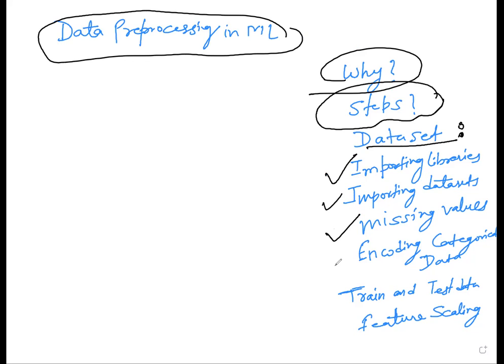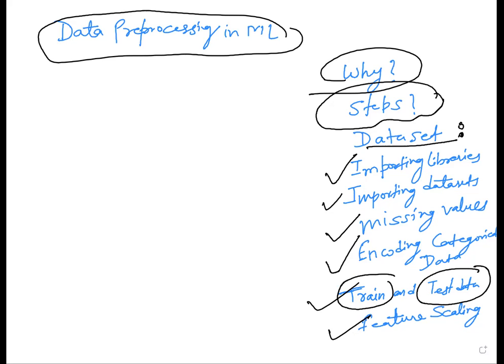And then we are going to talk about encoding the categorical data. Then also we will talk about splitting the data set into the train and test set. So why do we need this train data and test data? I'm going to talk about this one today. And also lastly, I will talk about feature scaling.